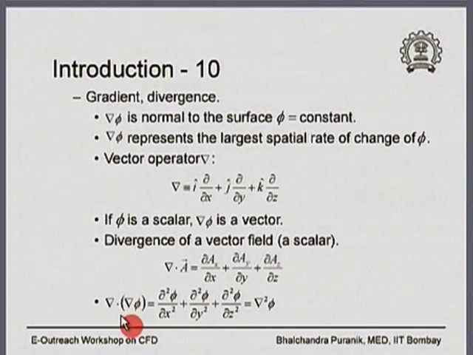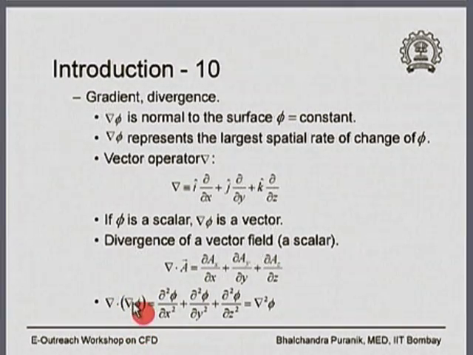The next relation that we have listed here is that we first form a gradient of a scalar function phi. So, this grad phi is a vector, and then we take the divergence of this gradient. So, the divergence is the outer operator, you can say, and the gradient of phi is the inner operator.